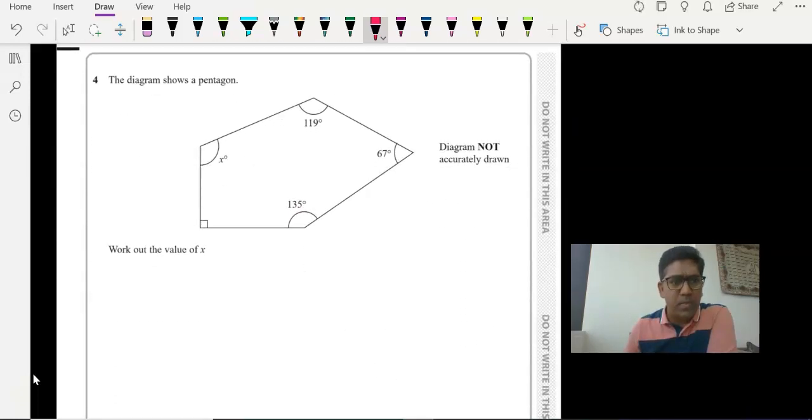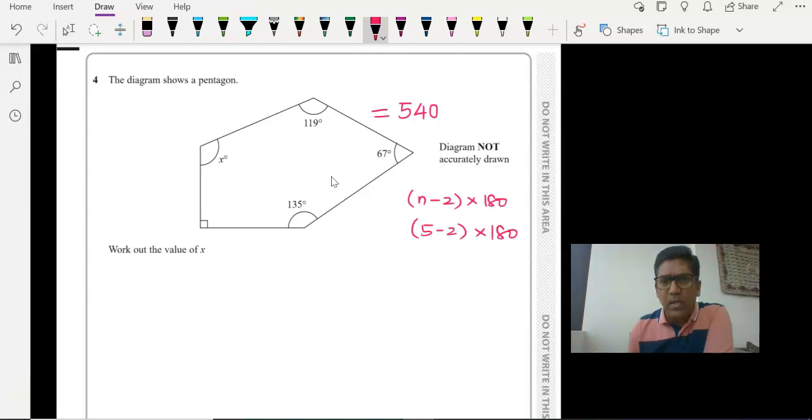The diagram shows a pentagon. In this, all 5 angles are there. Now we know the total of all the angles of a pentagon is 540. If you know, it's fine. If you don't know, then you have to use the formula to find the sum of the angles of a pentagon. So n minus 2 into 180, the number of sides is 5. So 5 minus 2 times 180, 3 times 180 will give you 540 degrees.